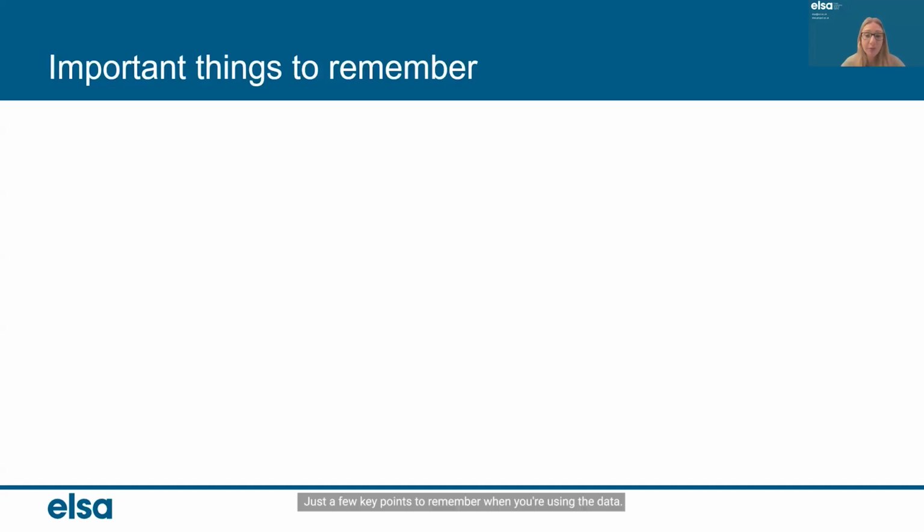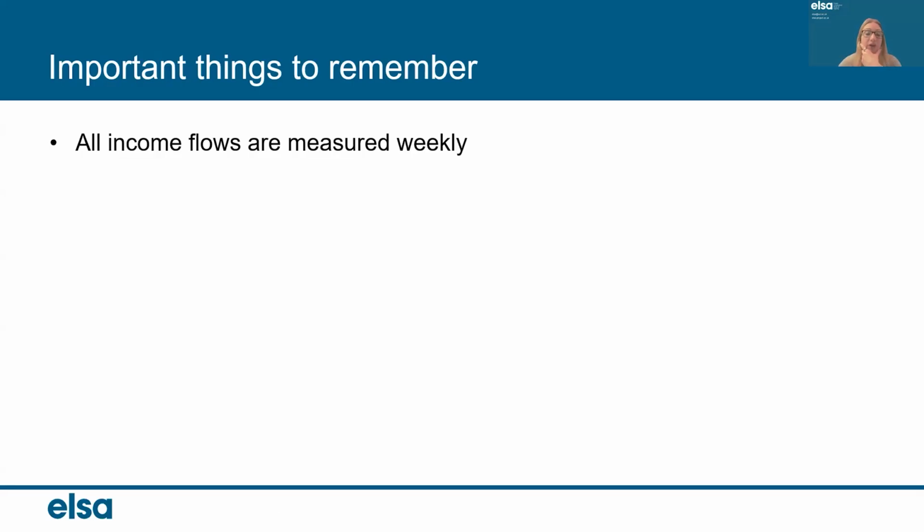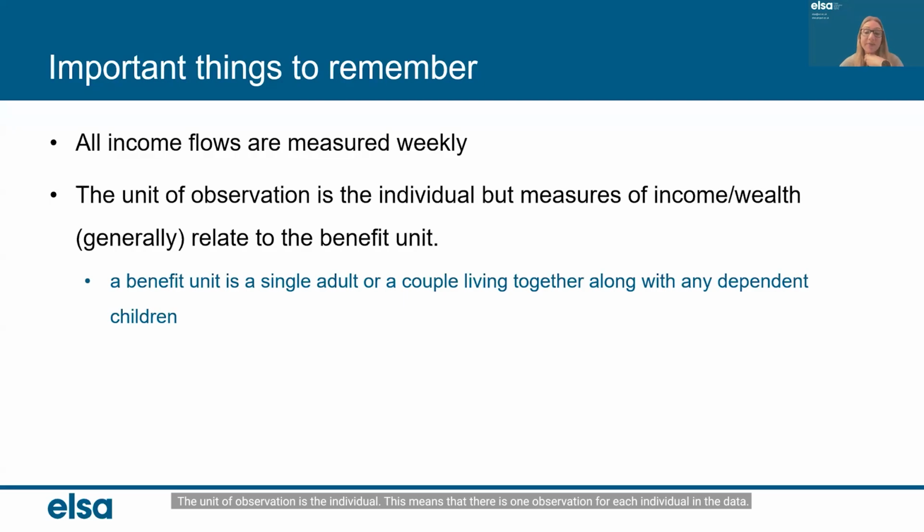Just a few key points to remember when you're using the data. All income flows are measured weekly, no matter how the underlying variable has been collected or over what time period, and that ensures that all different measures are comparable. The unit of observation is the individual. This means that there is one observation for each individual in the data. However, income and wealth variables, as we've measured them in these derived files, relate to the benefit unit. You can think of a benefit unit as a family consisting of a couple or a single person, along with any dependent children that they might have.